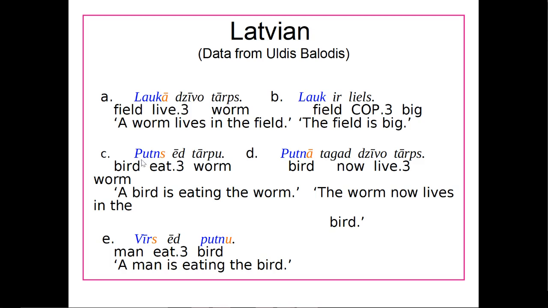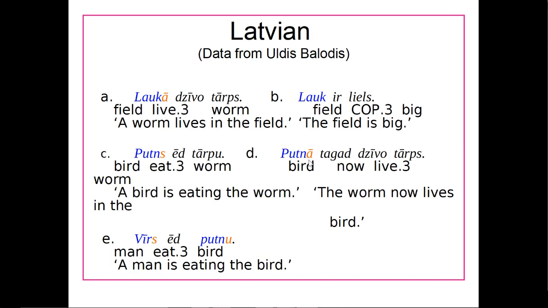So we can also see this with, like, bird. The word for bird has this s ending, putns. So bird, eat, worm. In this case, we know that bird is the subject of the verb. In this case over here, we have putna, bird, now live, worm. So the worm now lives in the bird.